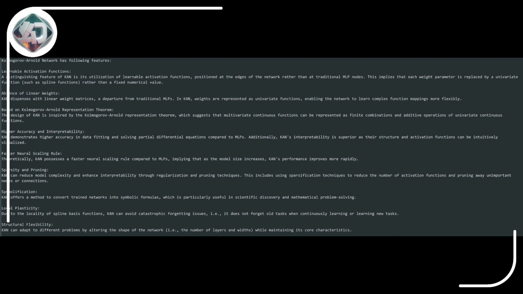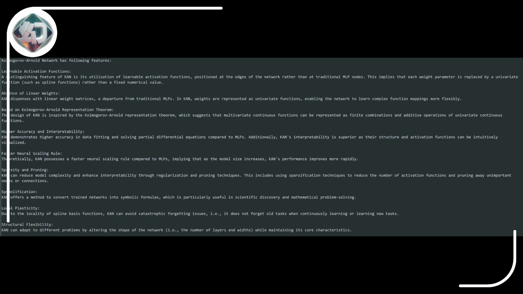Higher accuracy and interpretability. KAN demonstrates higher accuracy in data fitting and solving partial differential equations compared to MLPs. Additionally, KAN's interpretability is superior as their structure and activation functions can be intuitively visualized. Faster neural scaling rule. Theoretically, KAN possesses a faster neural scaling rule compared to MLPs, implying that as the model size increases, KAN's performance improves more rapidly.